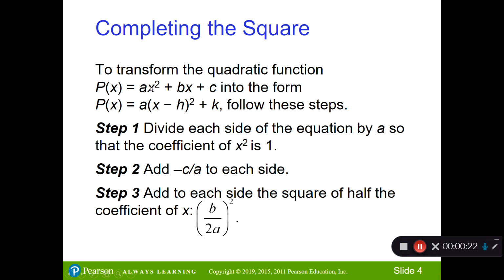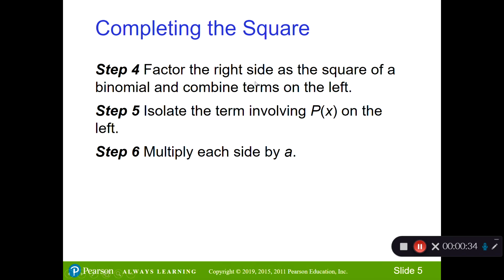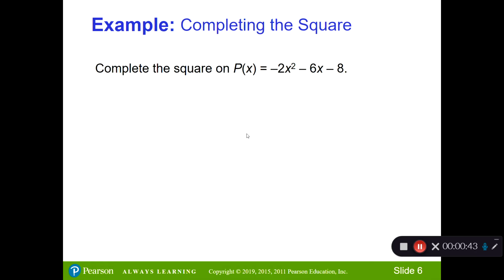Now, we're going to take an equation of this form and put it into this form by completing the square. I'm going to walk you through this process with an example. Here are the instructions on how to do it step by step, but I'm not going to follow these instructions exactly. I'm just going to show you the best way that I do it. Let's work with this example right here.